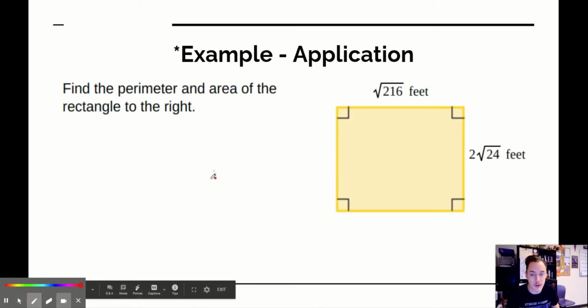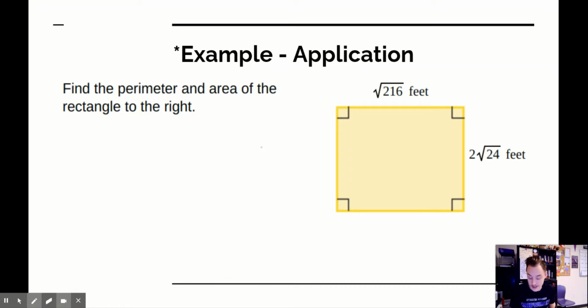Okay, application question. What it wants us to do is find the perimeter and the area. Find the perimeter, that's my first step. And then I want to find the area. Let's do that in blue. Find the area, that's my second step.